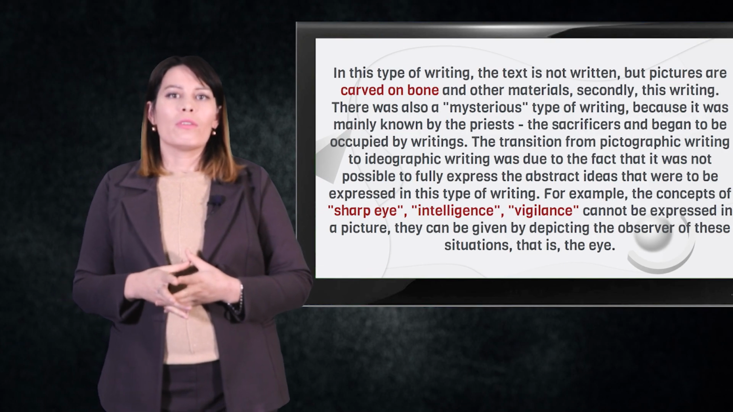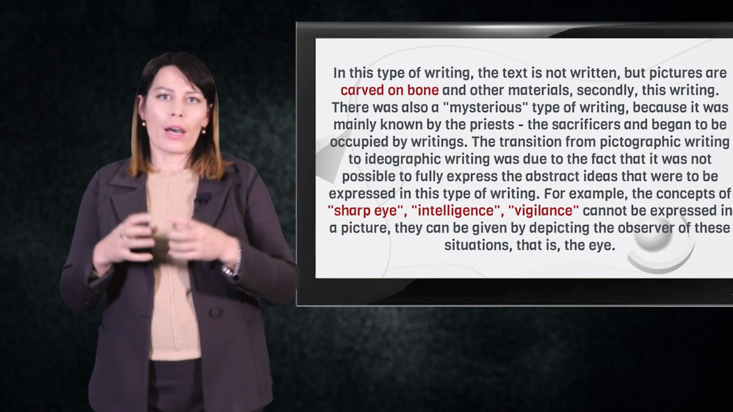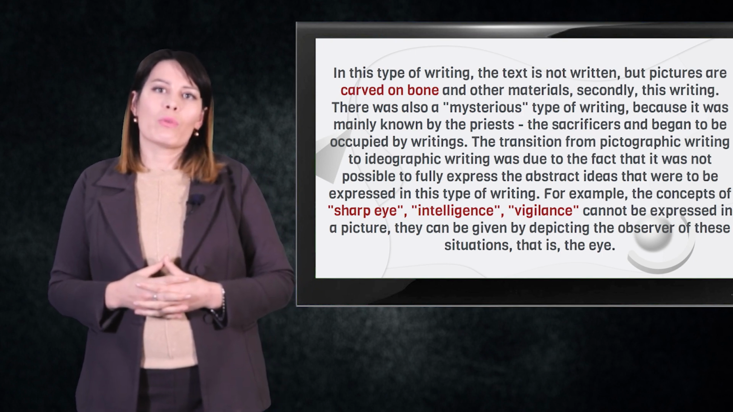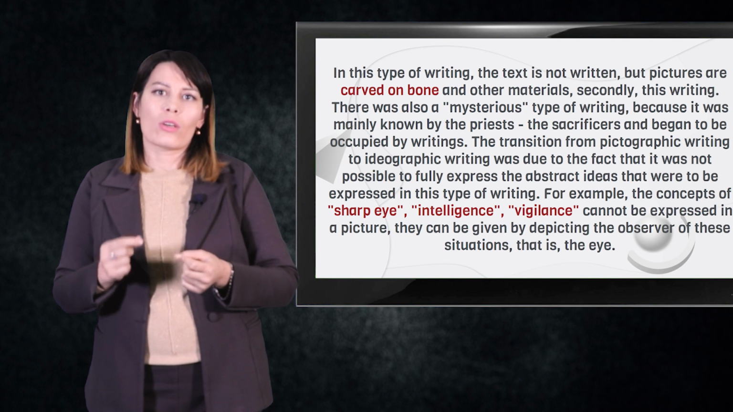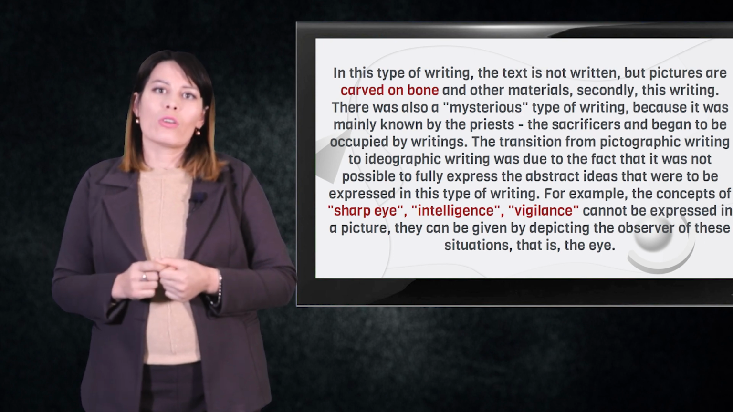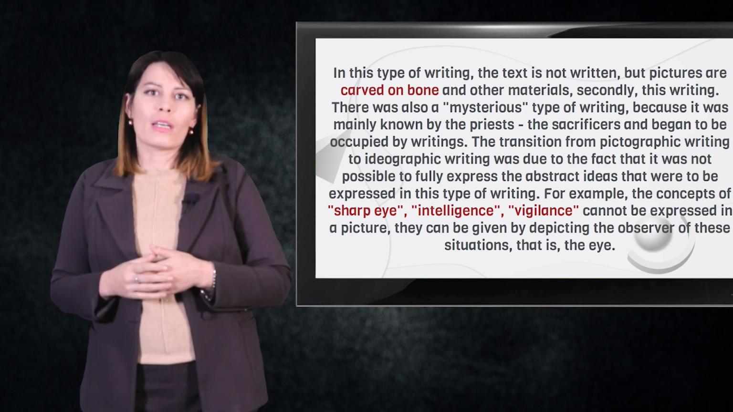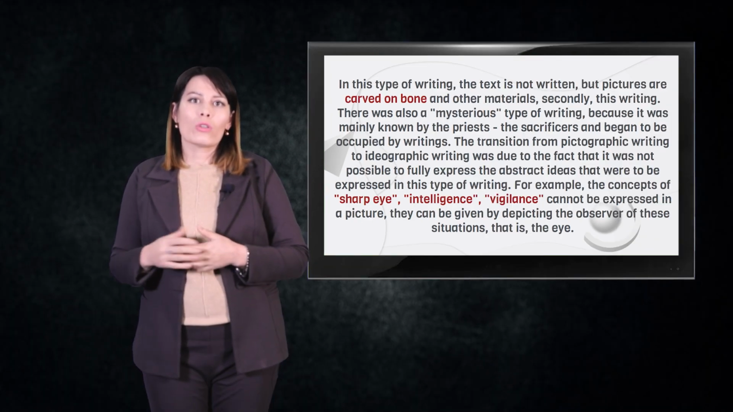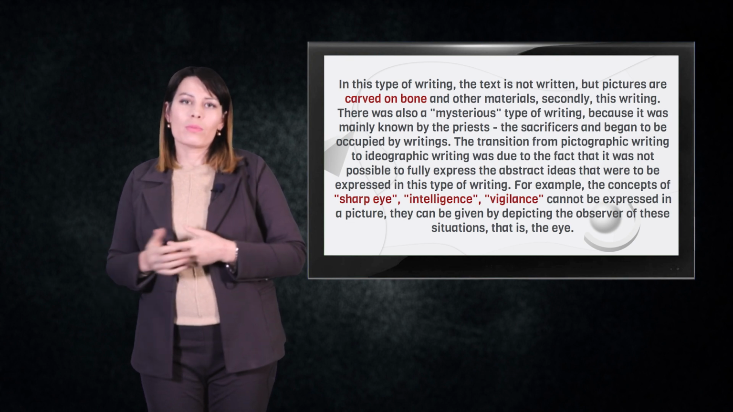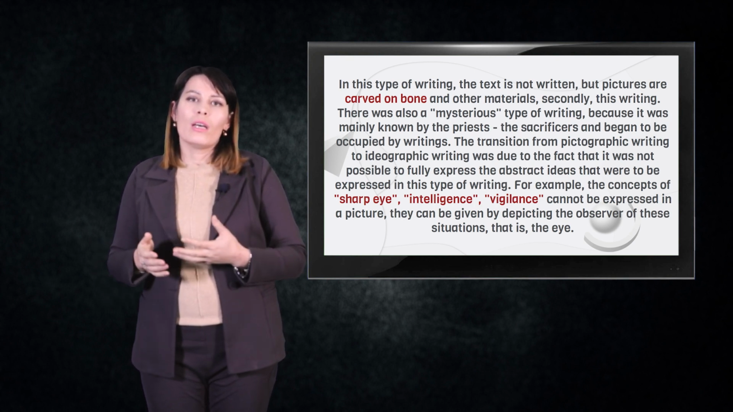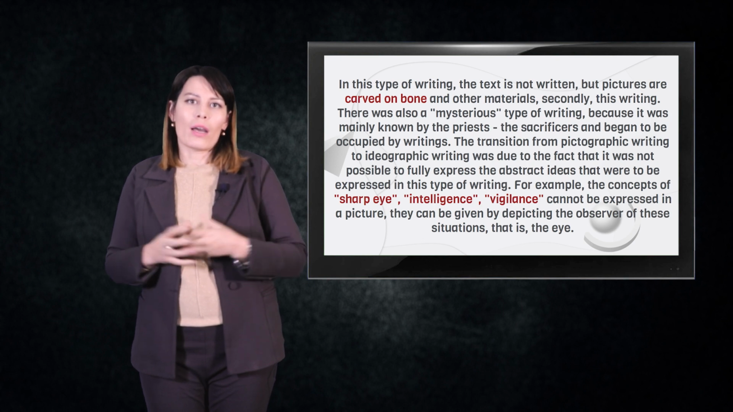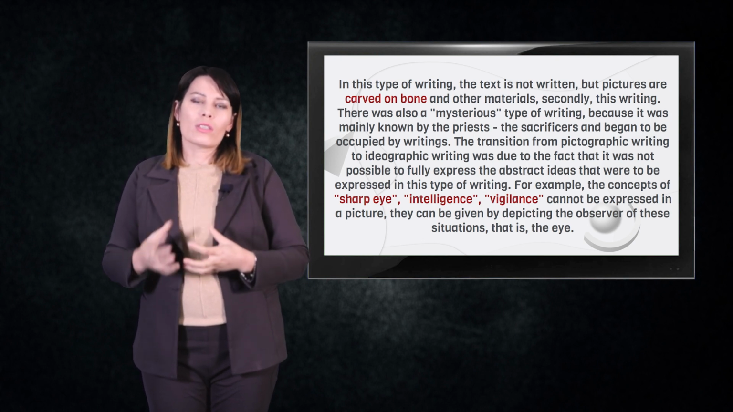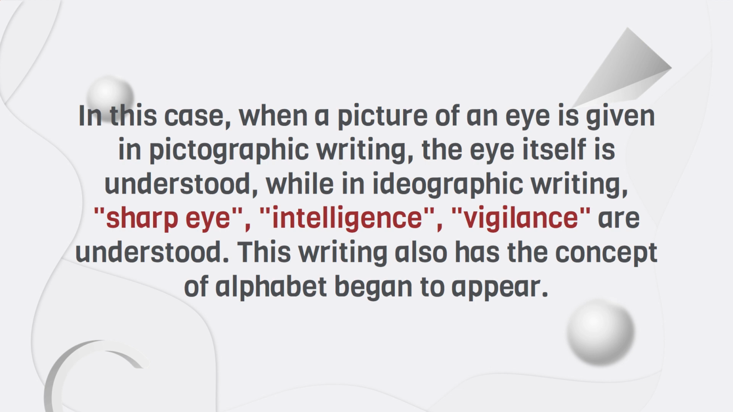For example, if we take eye, and if people want to draw the symbol of an eye, according to pictographic inscription, people can understand that the meaning is the eye, just an eye. And according to ideographic script, people can understand the sharp eye. So in such a contrasting situation, another type of script was created, which is named phonographic.